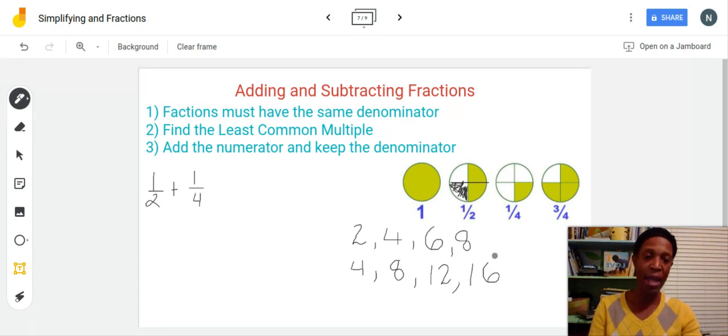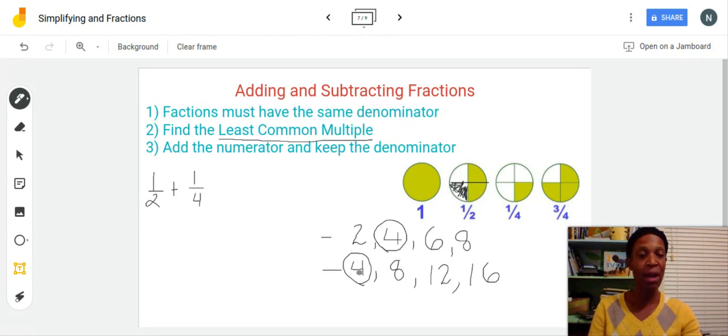So now we match up these two lists. These are the multiples of 2, and these are the multiples of 4. We have to find now the least common multiple. So which number do they have in common, the least number that they have in common? If we look here, we see a 4 right here, and we see a 4 right here. That number is the first number that 2 and 4 have in common. So this is considered the least common multiple.